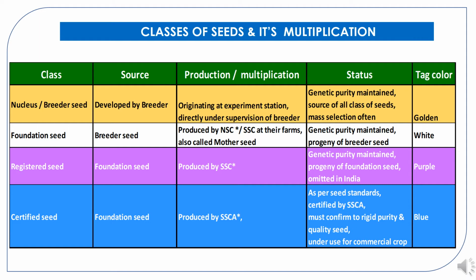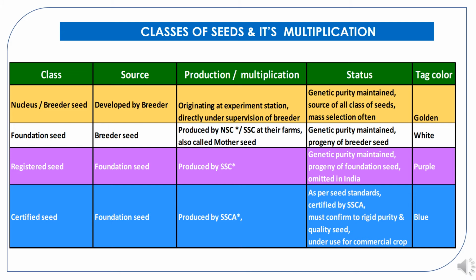Second class of seed is foundation seed, and the breeder seed is the source for foundation seed production. This is produced by the National Seed Corporation or state seed corporations on their farms or by private seed agencies. And this foundation seed is known as mother seed also. In this case, the genetic purity is maintained as per the crop specific parameters, and breeder seed is the source of foundation seed. In case of foundation seed, the tag color used is white.